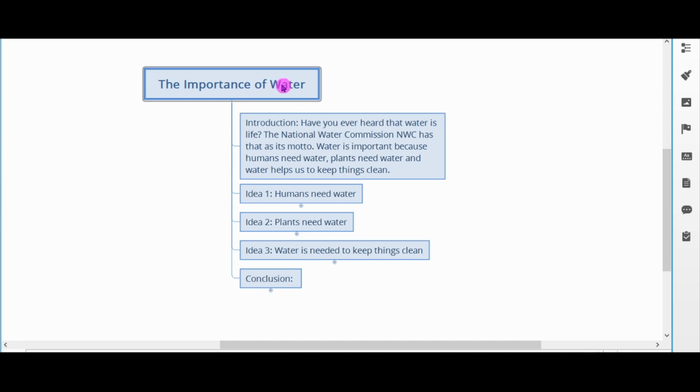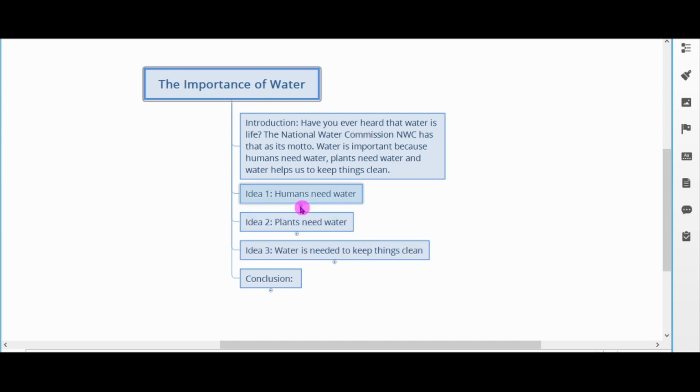So the importance of water. For the introduction, have you ever heard that water is life? The National Water Commission, NWC, has that as its motto. Water is important because humans need water, plants need water, and water helps us to keep things clean. So the first idea is that humans need water. The second idea, plants need water. And idea number 3 is that water is needed to keep things clean.